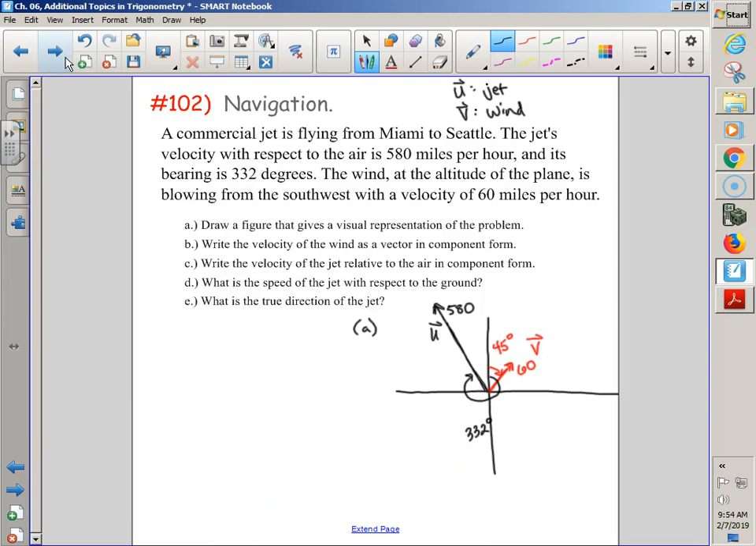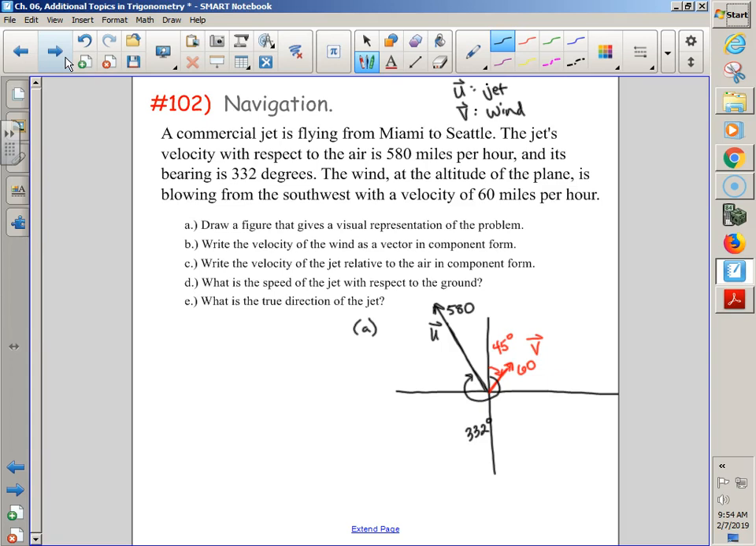It is part A, and in your homework you might have one where it says to draw a figure or visually represent what's going on. We really just want to get to components. So look at what B and C both tell us to do: write the velocity of the wind and the jet as a vector.